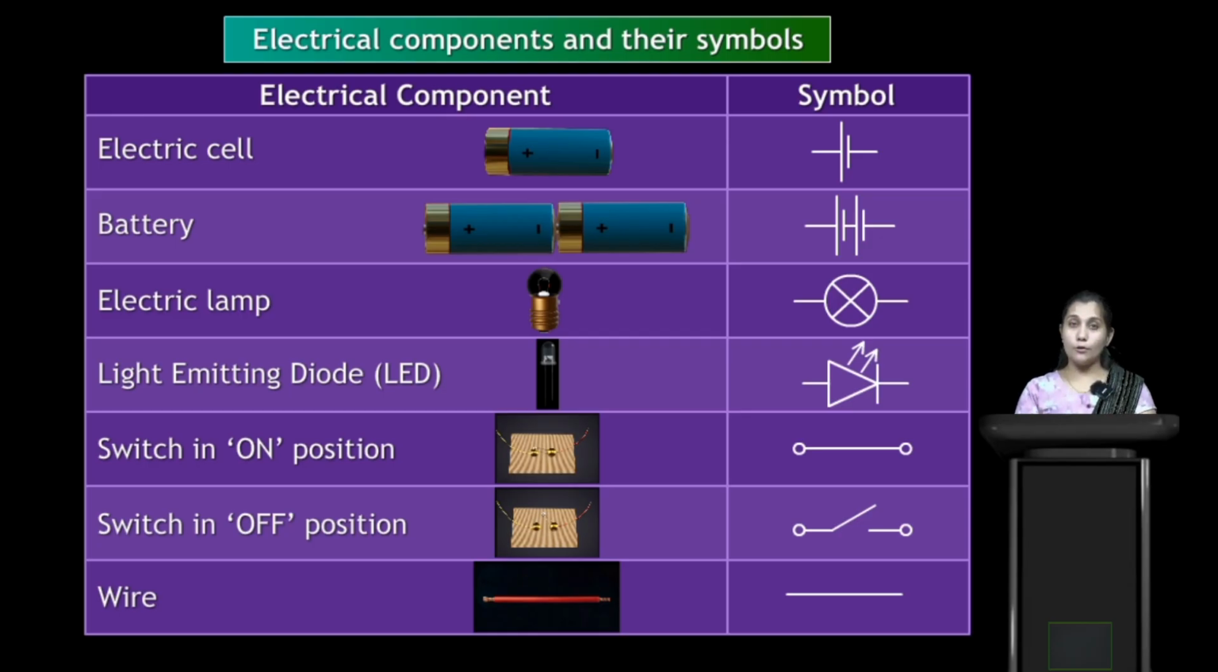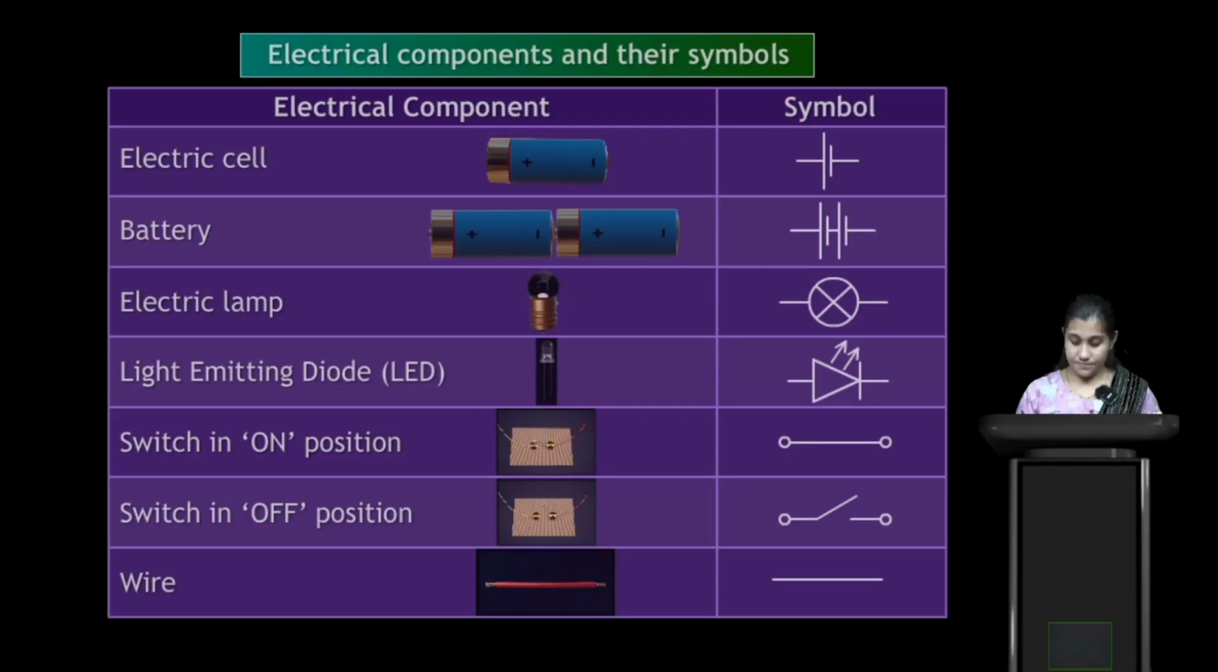So these are the following symbols we use to denote any kind of electrical components. So we can't draw the electrical components in our note copy, isn't it? So to draw a circuit, to understand the flow of electricity, we need to draw these symbols. So with the help of these symbols, we can draw an electrical circuit. Okay.